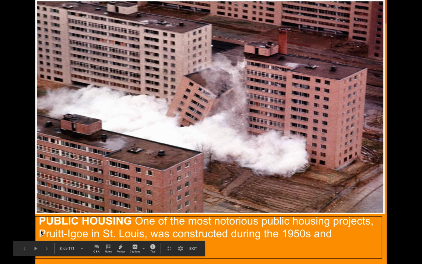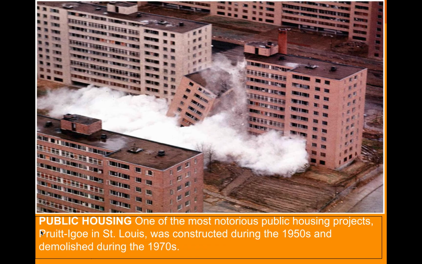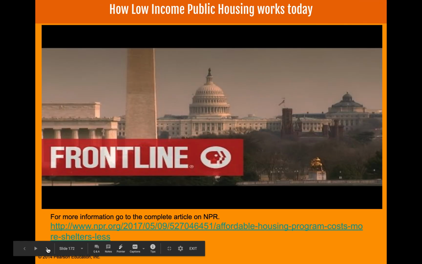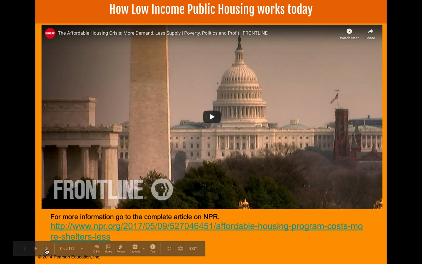Here's a look at the high-rises that were constructed in the 50s, and again, they were demolished in the 70s, so we see now the displacement of public housing. Then in the 80s, we start to see Section 8 housing and intermixed housing moving to suburban regions. And here's an explanation of how public housing works today.